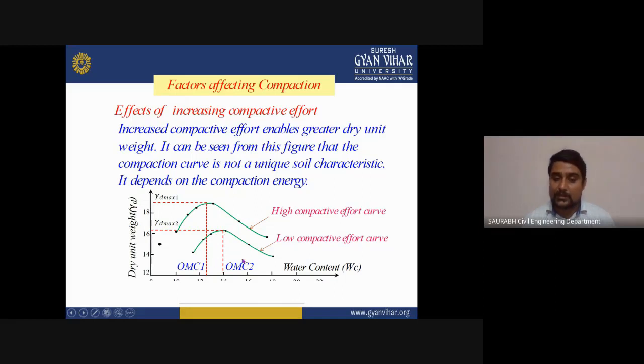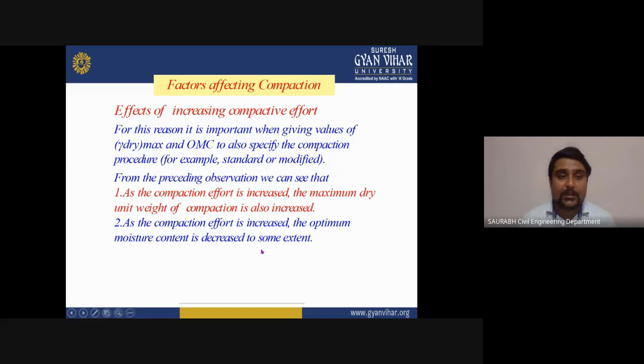Here you will get your maximum dry density at 14, and here you can see you are getting optimum moisture content, maximum dry density till 12.4. Now, effect of increasing compaction efforts. For this reason, it is important that when giving the value of maximum dry density and OMC, you also specify the compaction procedure.